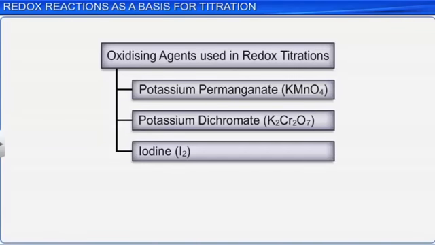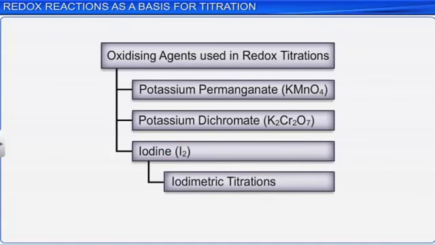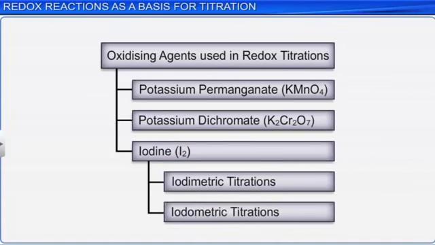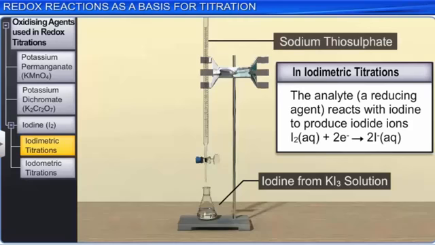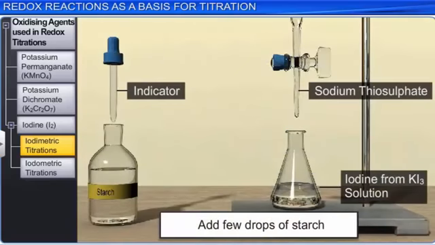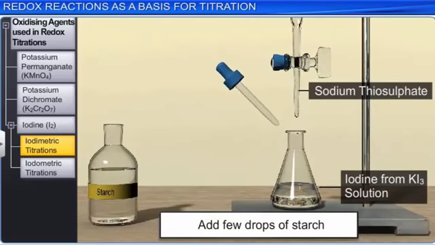The other class of titrations, which include iodine as the oxidizing agent, are iodimetric titrations and iodometric titrations. The titrations in which iodine is directly titrated against a reducing agent are called iodimetric titrations. For example, in the estimation of hypo or sodium thiosulfate, iodine directly reacts with sodium thiosulfate in the presence of starch as an indicator and produces an intense blue color.